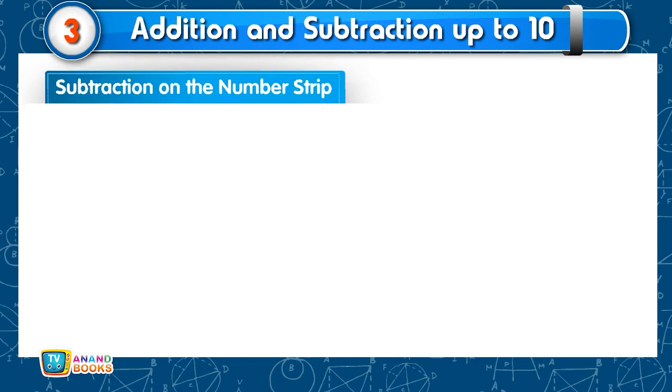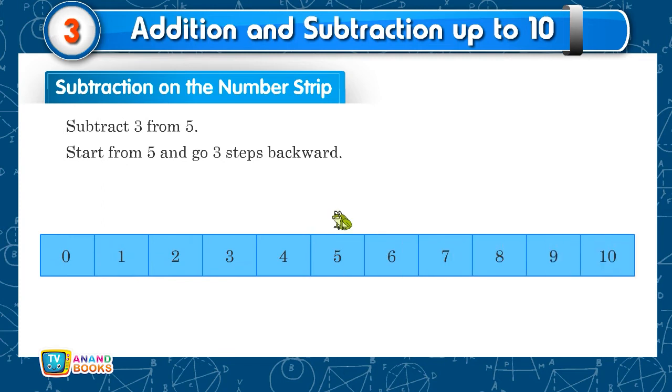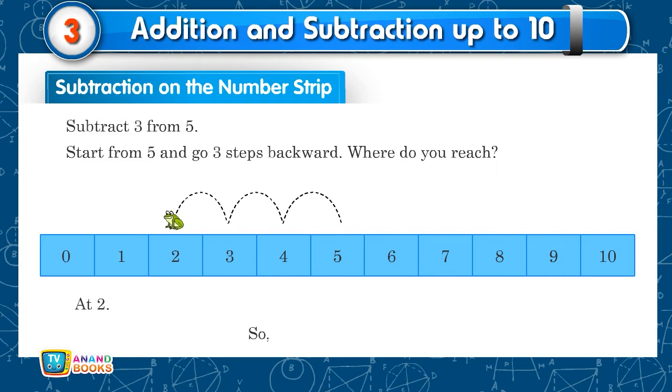Subtraction on the number strip. Subtract 3 from 5. Start from 5 and go 3 steps backward. Where do you reach? At 2. So, 5 minus 3 is equal to 2.